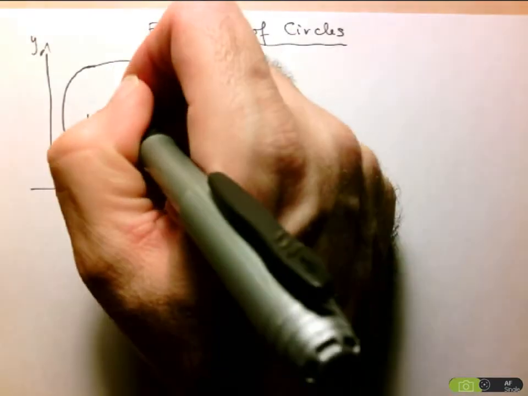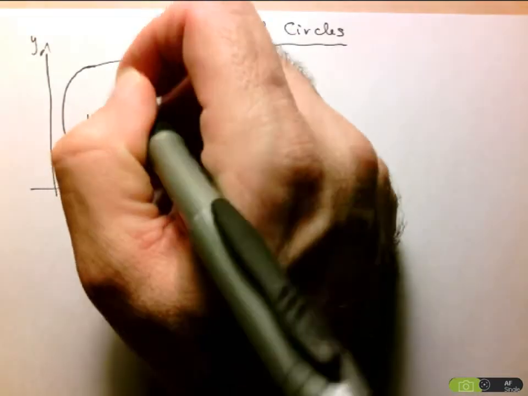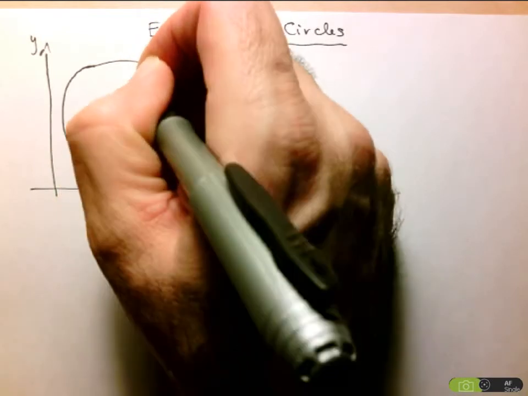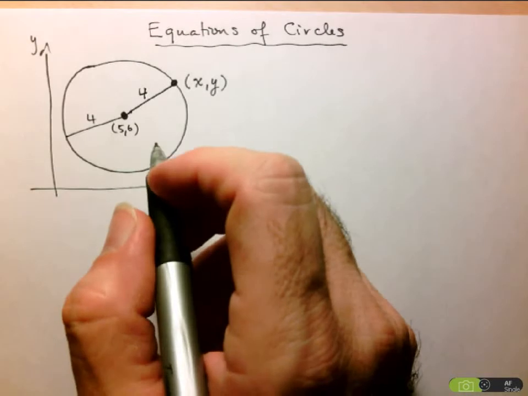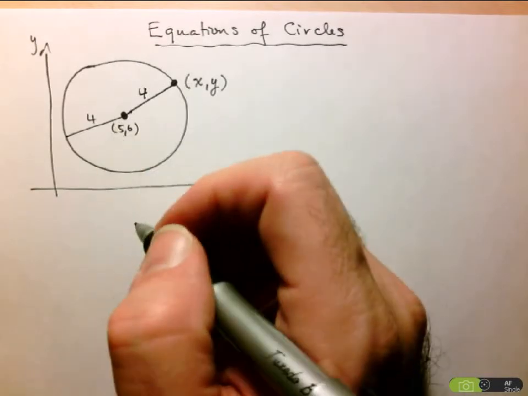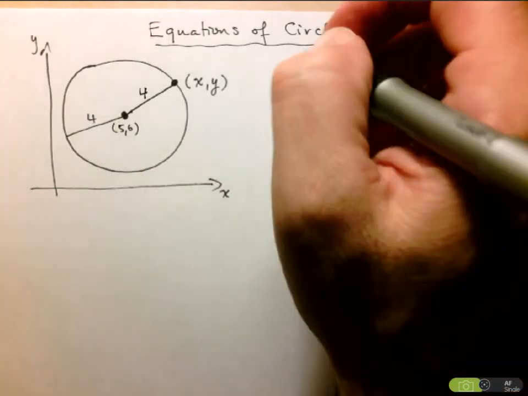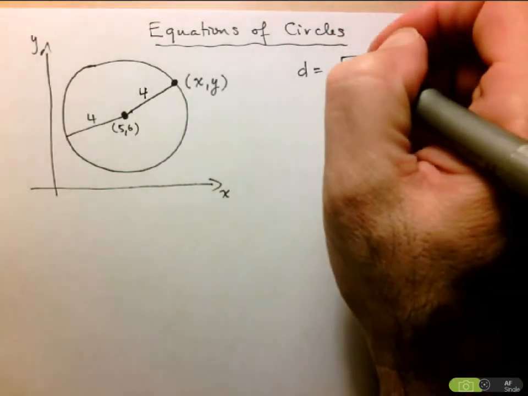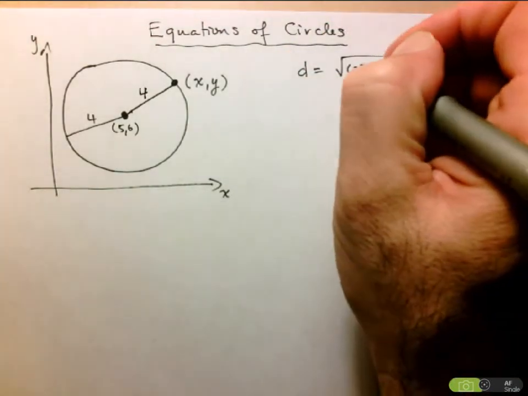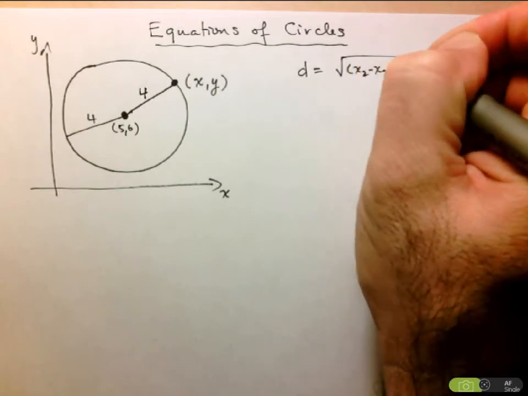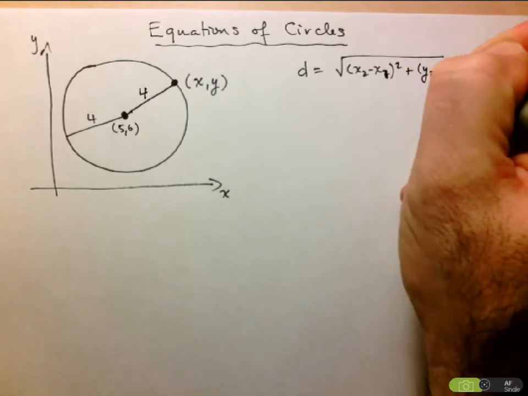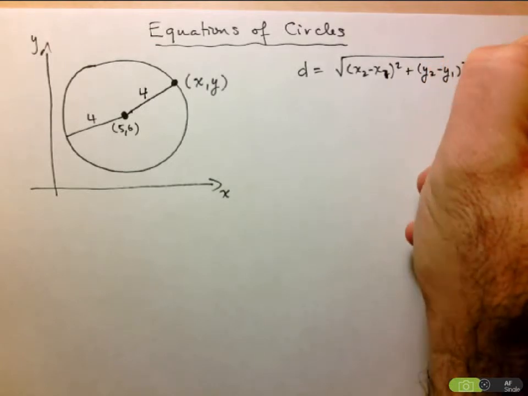And what they all have in common is that the distance from the center to that point has to be equal to 4. So since it's a distance that's common to all these points, I'm going to work with the distance formula. So let's recall that the distance formula is the square root of the difference of the x components, so x2 minus x1 squared, oops, that's x2 minus x1, plus y2 minus y1 squared.